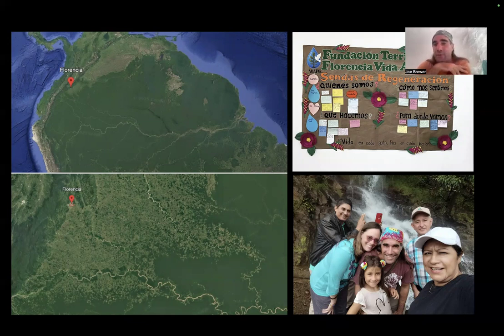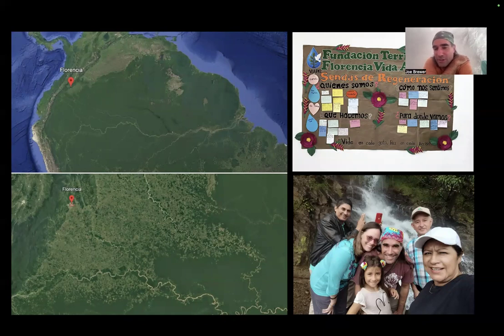So we were invited by Fundación Territorial Florencia, Vida, Agua y Paz, which is life, water, and peace. And what they say is vida en cada gota, which means life in every drop, paz en cada acción, peace in every action. So water or life in every drop and peace in every action. And because of the profound violence of Florencia and its territory, peace building is huge.